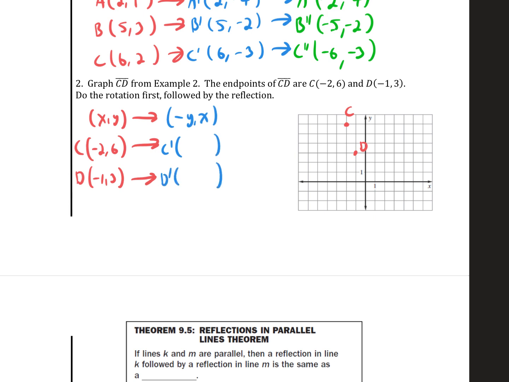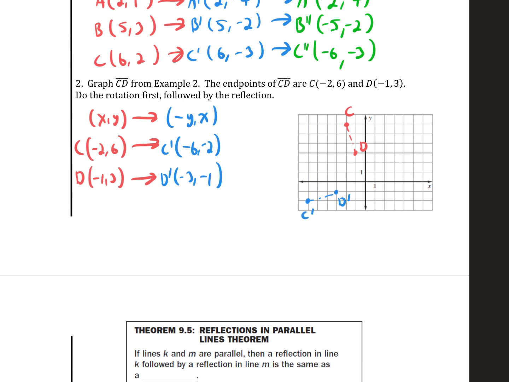C prime, opposite of y, which is 6, is going to be negative 6. We got negative 6, negative 2. And then we have opposite of 3 is negative 3, so we get negative 3, negative 1. So we go left 6: 2, 3, 4, 5, 6, down 2. Then we have left 3, down 1. These are going to be dashed lines. Then we have a dashed line here. This is C prime, this is D prime.